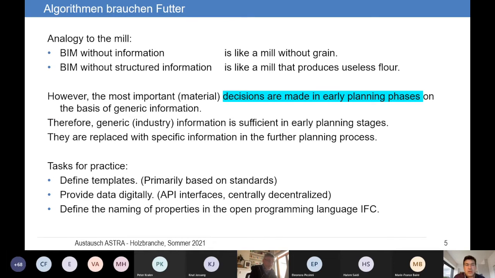So we could make BIM today, we can make BIM today, but without information, it is like a mill without grain, to use another picture. And if we have unstructured information in a BIM model, it's like a mill which makes mixed flour and you cannot use it really well.